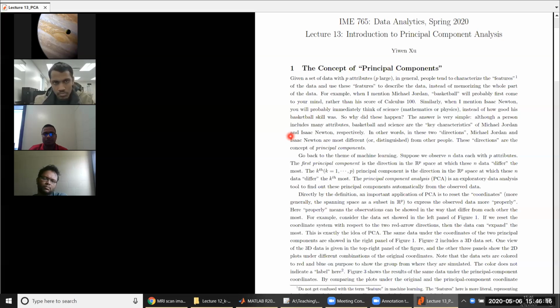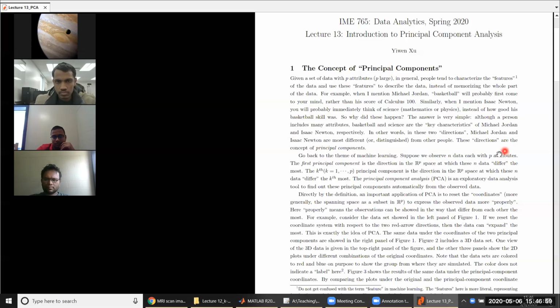Just for example, the third one can be something else. Let's say later he was an officer in charge of the department responsible for making the currency, printing the bonds and the money, and he was a leader there. Maybe that is a third principal component. I don't know too much. In general, the kth principal component is the direction in this R^p space at which the data differs the kth most. Okay, so this is the definition of the principal component.